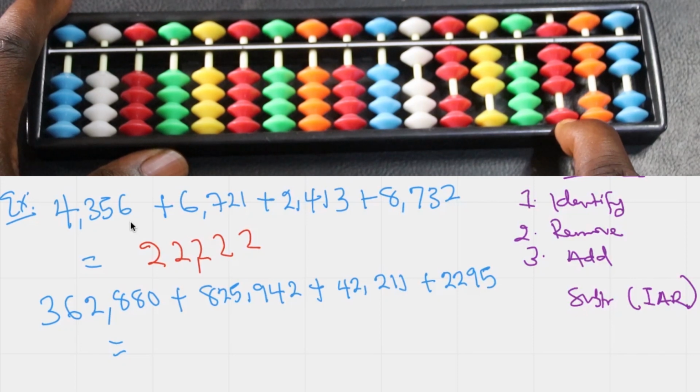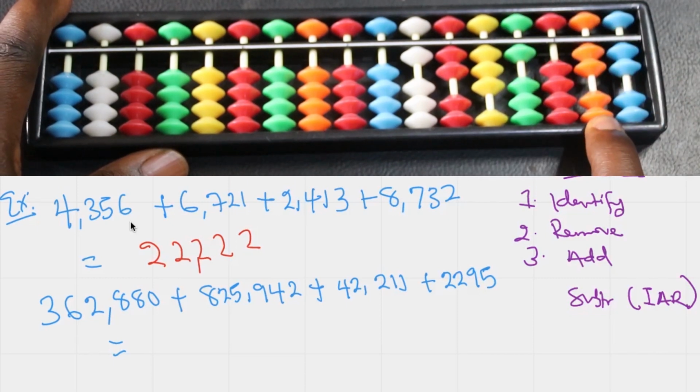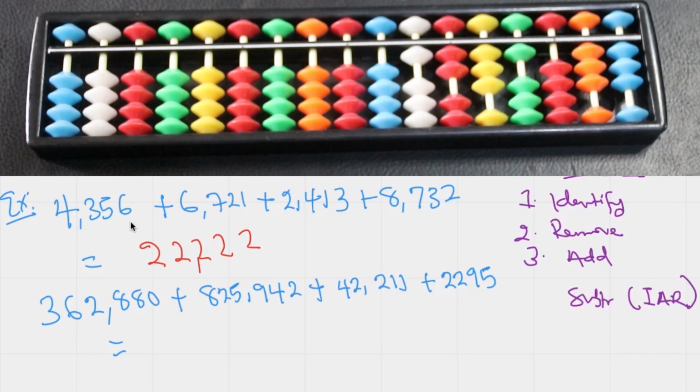Again, I want to add 2 to the next one. I don't have 2. What's the 10 component of 2? 8 as well. So remove 8. Add 10. This one I want to add 1. I have 1. This one I want to add 1. I have 1. Finally, we want to add 2295.